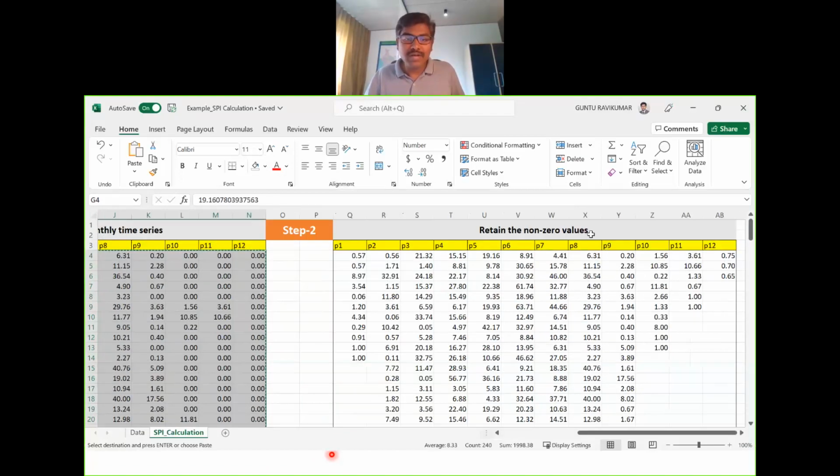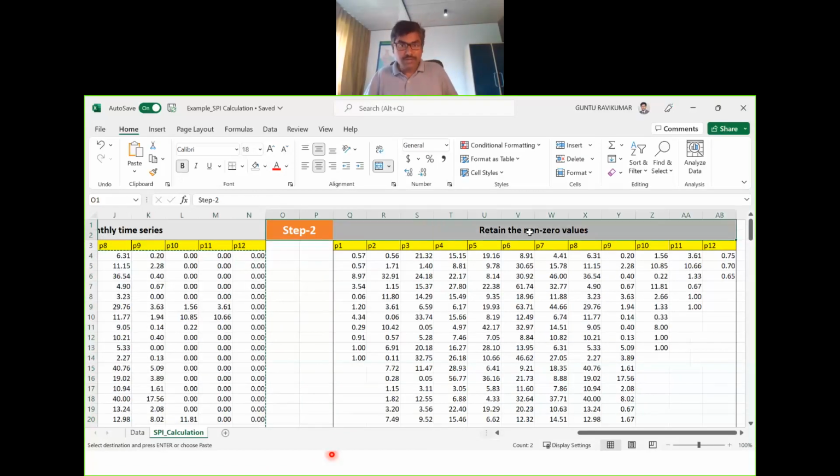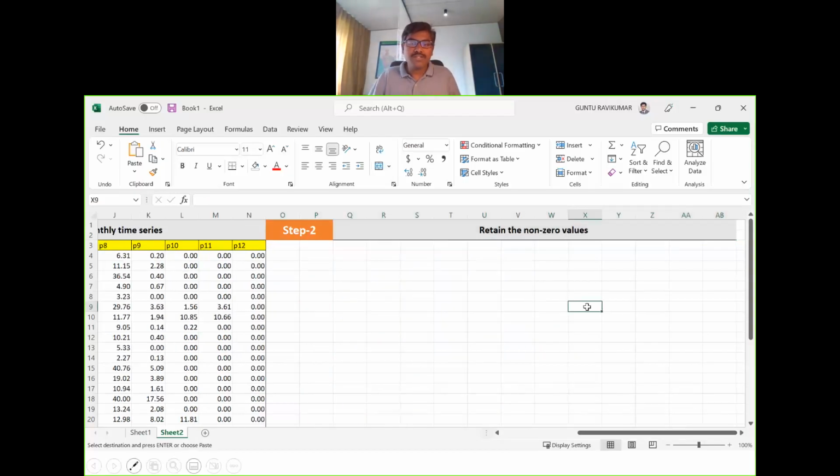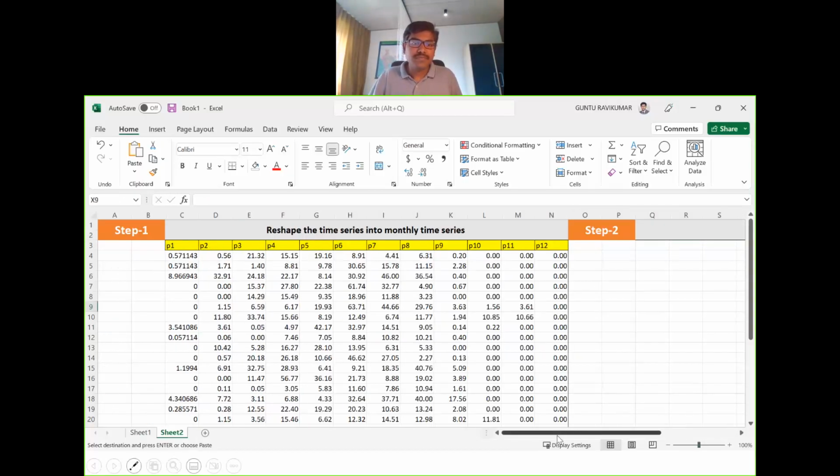So retain the non-zero values. Step 2. Control C. Pasting it here. Step 2. We need to identify the non-zero observations for all the 12 months.